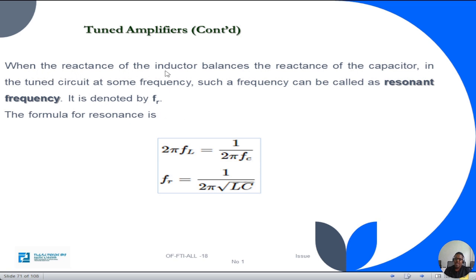When the reactance of the inductor balances the reactance of the capacitor in the tuned circuit at some frequency, such a frequency is called the resonant frequency. It is denoted by FR. The formula for resonance comes from when XL equals XC, so the reactance of the inductor equals the reactance of the capacitor. So how do we get this? Let's show you.